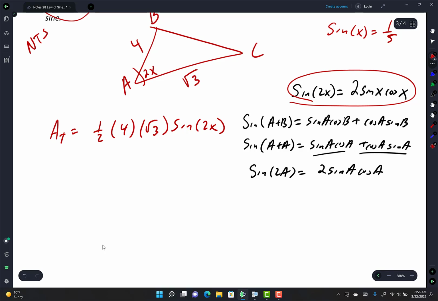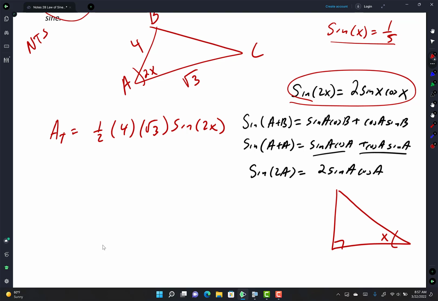So we already know sine x. You don't have to write the stuff in black other than the one that I circled, because that's the only thing you need to know for this one. I'm going to draw a right triangle. Don't get it confused for the one over there. I'm using this right triangle to figure out what cosine x is.